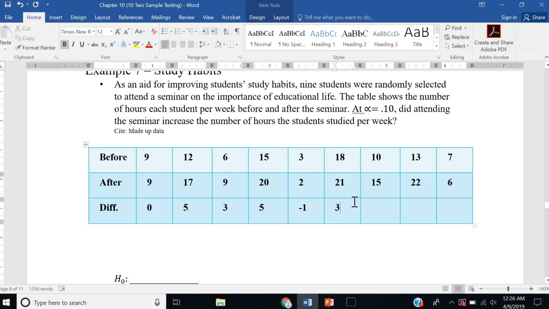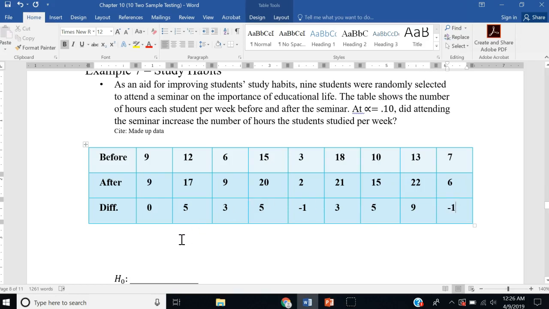18 to 21, that's a change of positive 3. 10 to 15, that's a change of positive 5. 13 to 22, that's a change of 9. 7 to 6, that's also a change of negative 1.